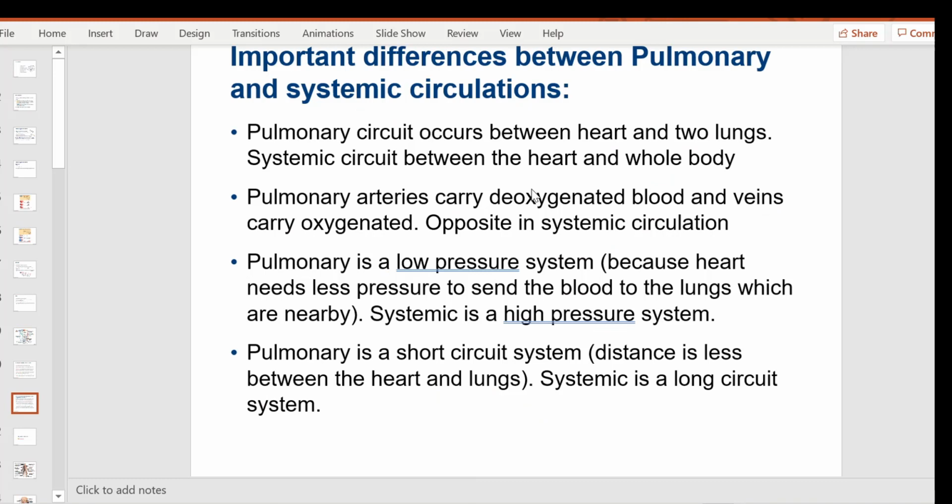Differences between pulmonary and systemic circulations.